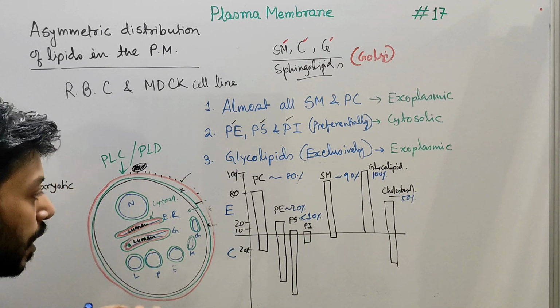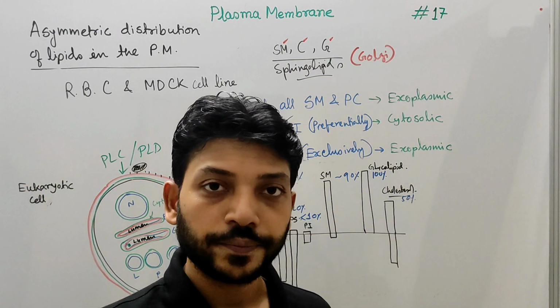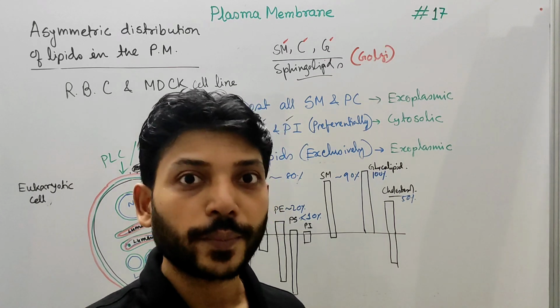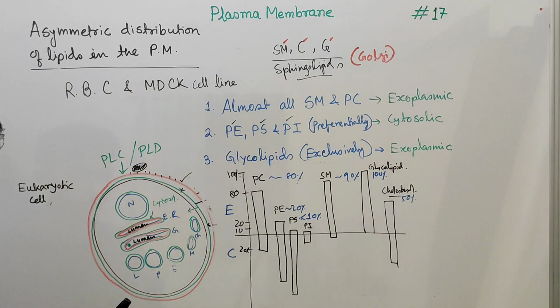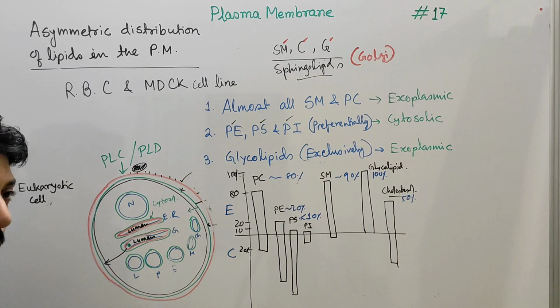Now when membrane lipids are synthesized in any lipid layer, they are distributed to the plasma membrane also. From the Golgi complex, these lipid molecules will then go to the plasma membrane.